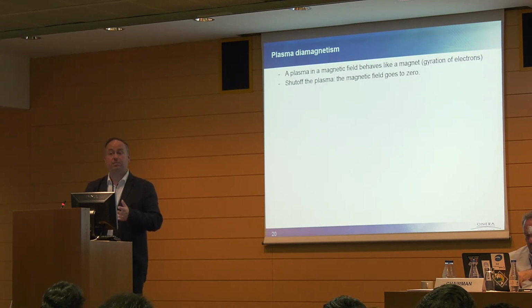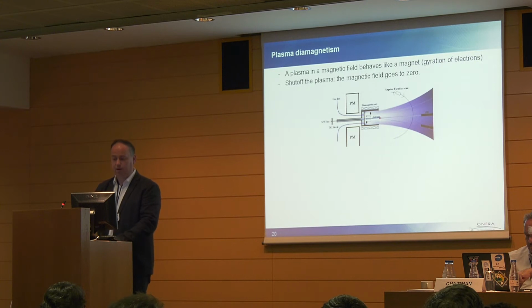And so when you shut off the power that creates the plasma, these magnetic fields will go to zero. If you have a measurement device around that plasma, you will see a variation of flux, the disappearance of the magnetic field due to the plasma being shut off. That's an experiment that is going on right now on an RF thruster. So here is an ECR RF thruster, and we put what we call a diamagnetic coil, a measurement coil, around the thruster to measure, when we shut off the plasma, the brusque variation of magnetic field flux in this area.